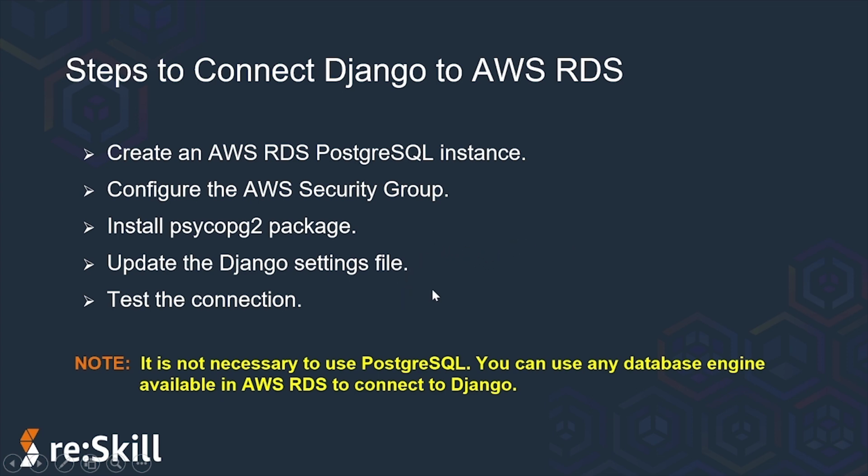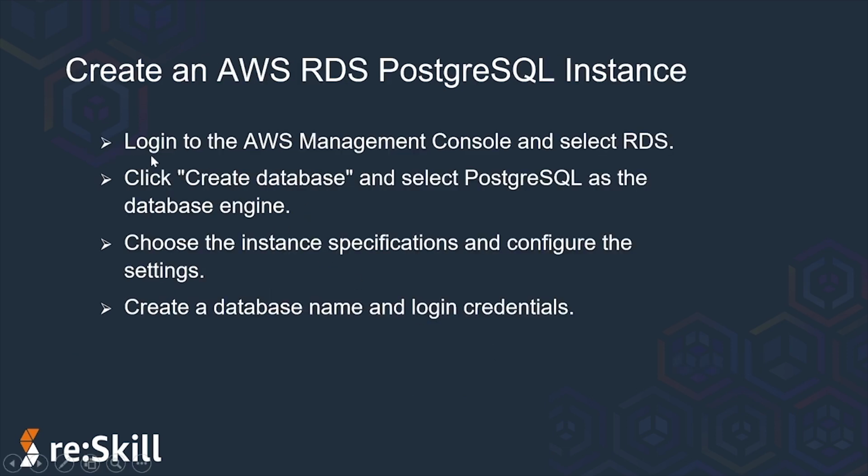After installing the required packages, you will need to update the Django settings file to include the database credentials and connection information. Finally, you have to test the connection by running the Django server and checking that it can communicate with the AWS RDS database. One note is that it is not necessary to use PostgreSQL. You can use any database engine available in AWS RDS to connect to your Django.